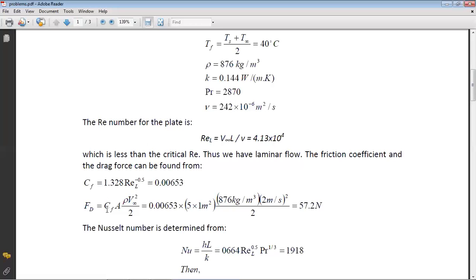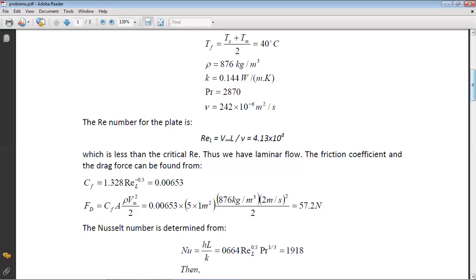Once you get the value of CF, you can put it in the equation FD equals CF into A into rho V square upon 2. Here, area is nothing but length into width. The length of the plate is 5 meter and width is 1 meter. The density value you have taken is 876 and the velocity is 2 meter per second. If you substitute the values, you'll end up with a drag force of 57.2.